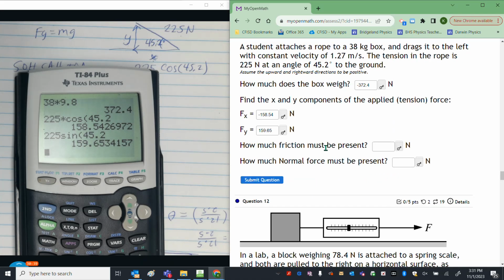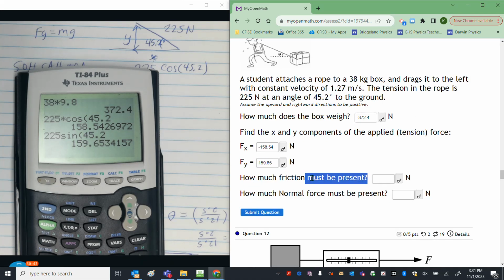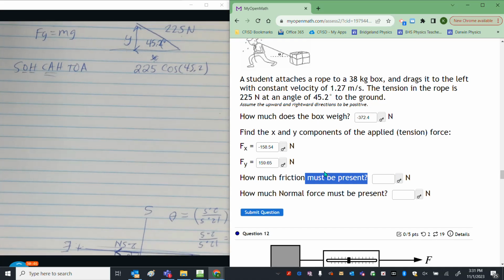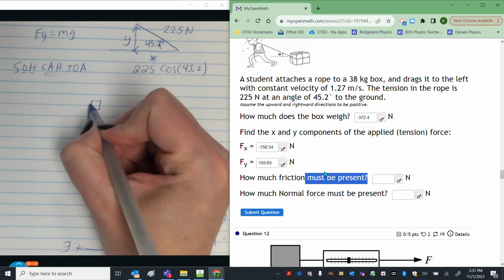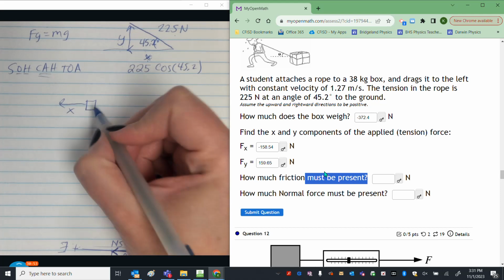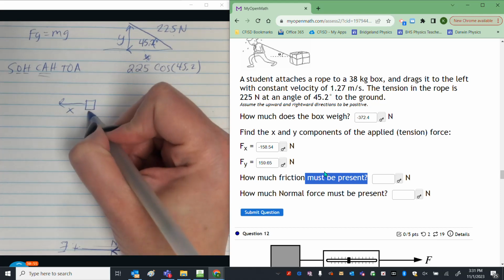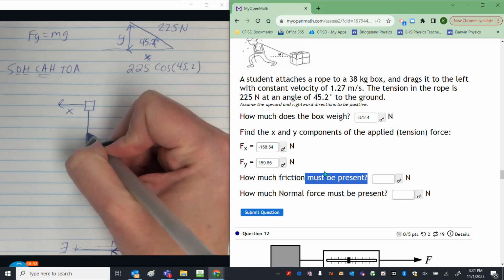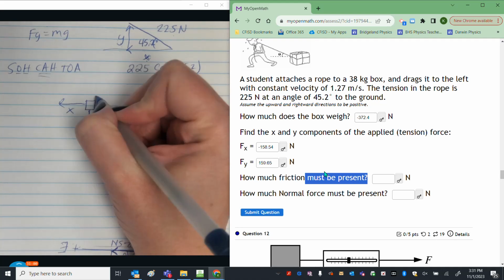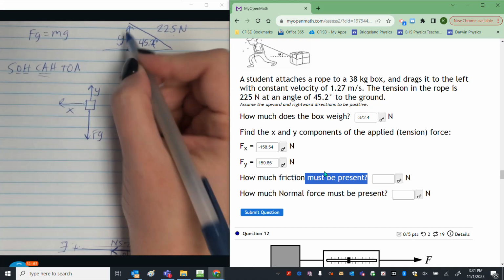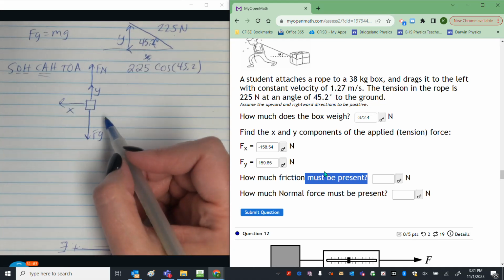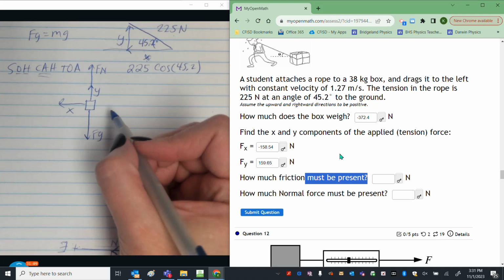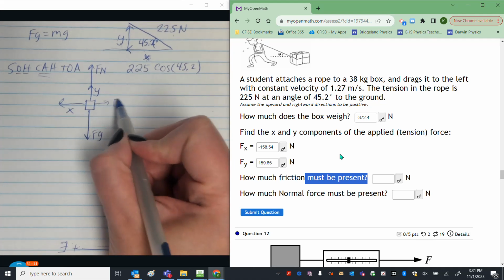The next one says how much friction must be present. Friction would be another force that you would have in the horizontal direction. We didn't draw our forces, but on our free body diagram we have the x component of this force, Fg, the y component of this force, and Fn. Now it's telling us that we're going to have friction, or at least probably, and if we do, it's going to be in this direction.